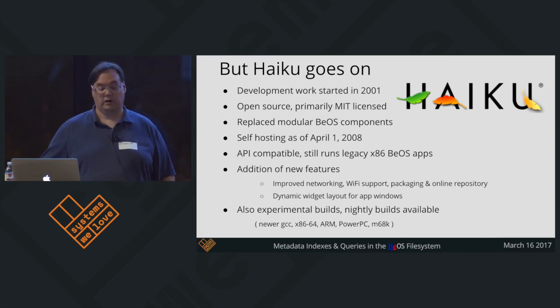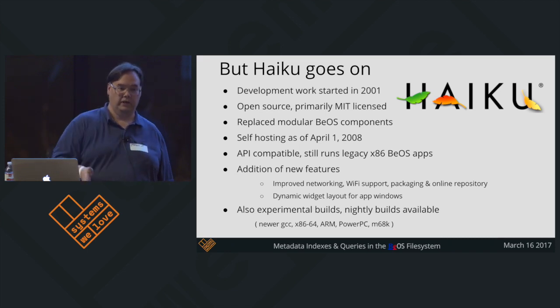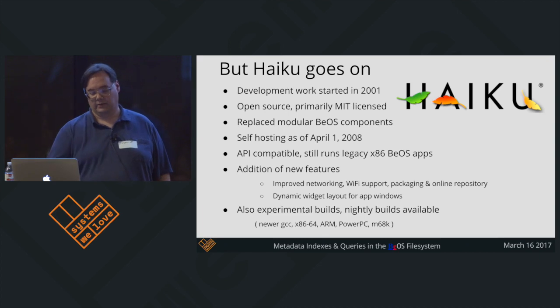And since that time, they've even gone on to expand the system by improving the network stack, adding Wi-Fi support, and adding a packaging system with an online repository, so you're no longer having to download a zip file. Also, one thing that the BeOS did not have was a dynamic window layout. In the BeOS, if you were programming applications, you had to specifically say this widget's going to be so many pixels by so many pixels, and this other widget's going to be 20 pixels to the right of it. They also have experimental builds if you want to run Haiku without having to have compatibility for the old BeOS applications. There are even experimental ARM and 64-bit x86 versions available.